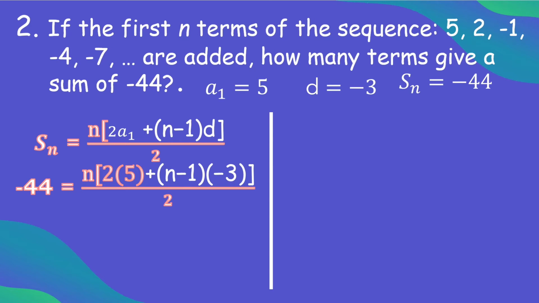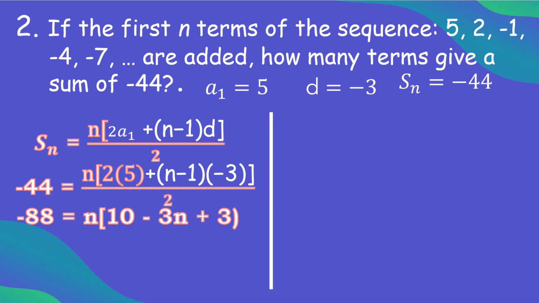Negative 44 equals n quantity 2 times 5 plus n minus 1 times negative 3 divided by 2. Then cross multiply and at the same time distribute negative 3 to n minus 1. So we have negative 88 equals n quantity 10 minus 3n plus 3. Why did it become positive 3? Because negative 3 times negative 1 is positive 3.